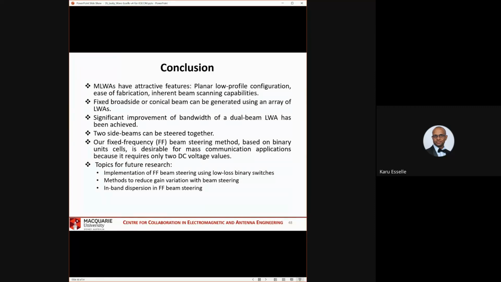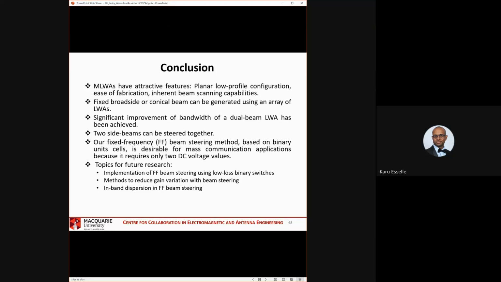So some of the things people can do: fixed frequency beam steering using low loss binary switches. Try different switches, engineer that design to something more practical. Methods to reduce gain variation with beam steering. There's some gain variation, you can optimize that. And also address in-band dispersion in fixed frequency beam steering.